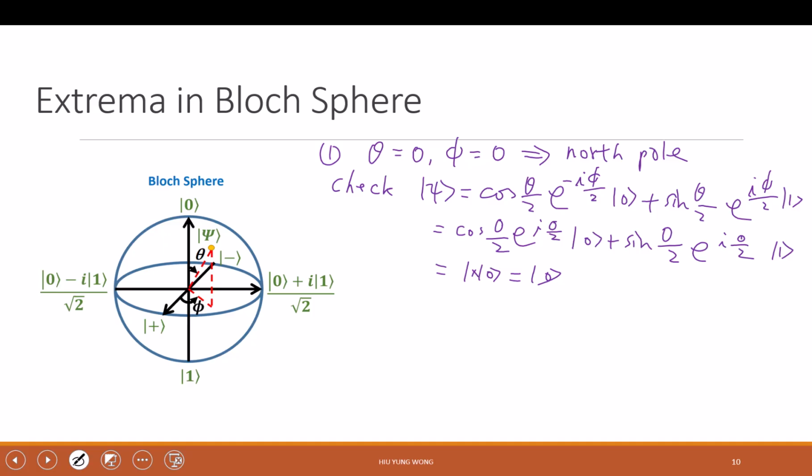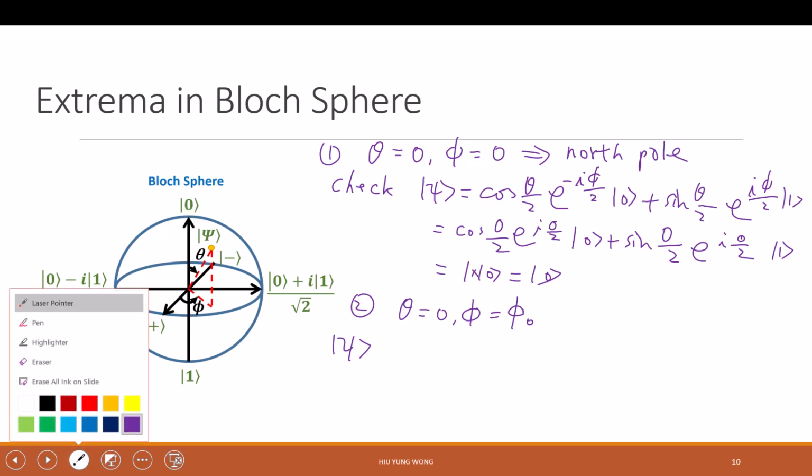Now let's check another thing. What if theta equals 0 but phi equals, let's say, phi naught? Just give another number which is not 0. Then psi, and as we just discussed, it should still be 0, right? Because based on this figure, when theta is equal to 0, I don't care what phi is, it should still be at this point, right? So I should get 0, but is this true? Let's plug in and see.